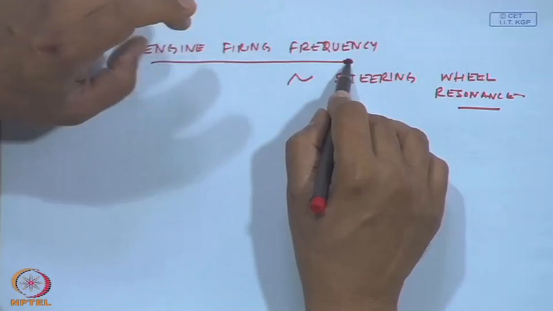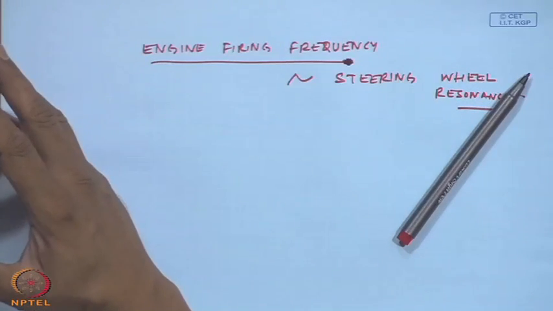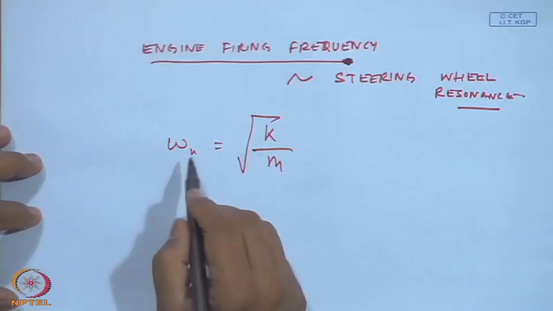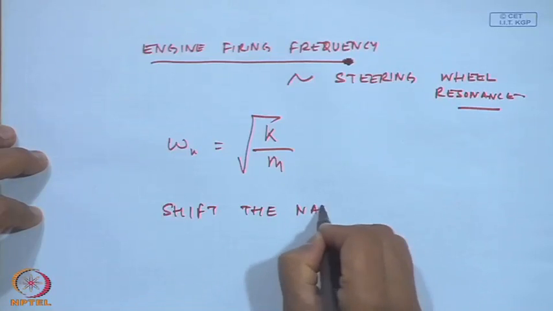So, if the engine firing frequency cannot be changed, all I can do is change the steering wheel's resonant frequency, and that is how it was done. Using the finite element methods, we can design the attachment locations. You can see this is a 3-spoke steering wheel as opposed to a 2-spoke steering wheel. So, just by changing the design of the steering wheel, we will change the natural frequency and shift the natural frequency away from the forcing frequency.